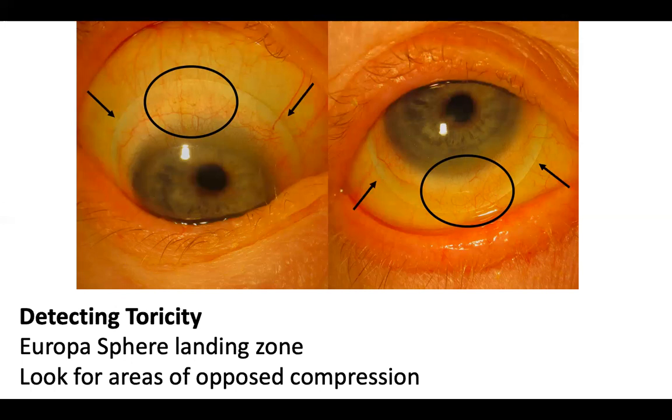And what we have here is a spherical lens on a patient who has a toric sclera, where the sclera is steepest in the vertical meridian and flattest horizontally.